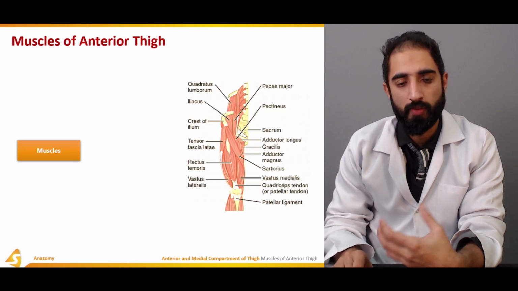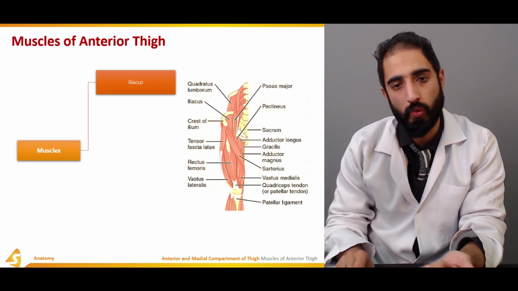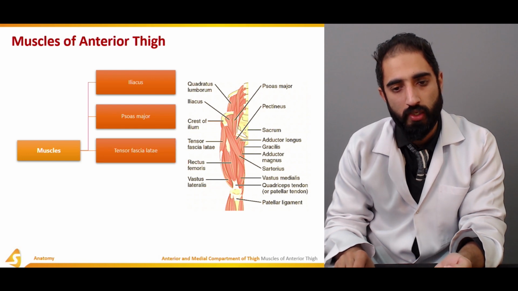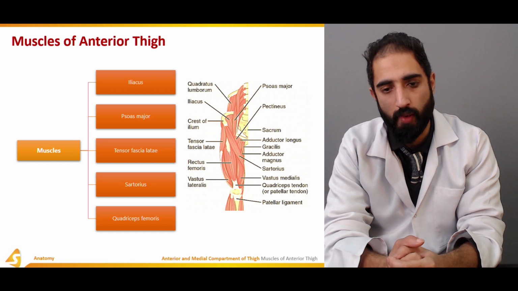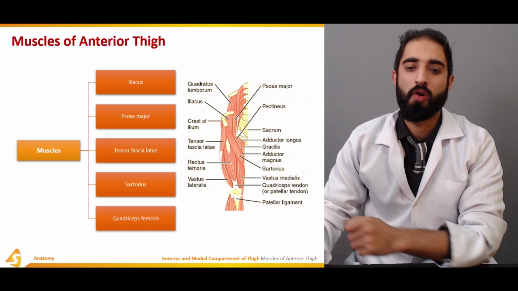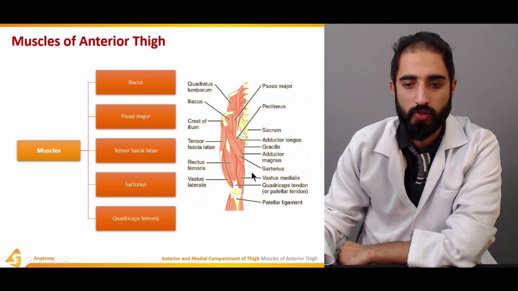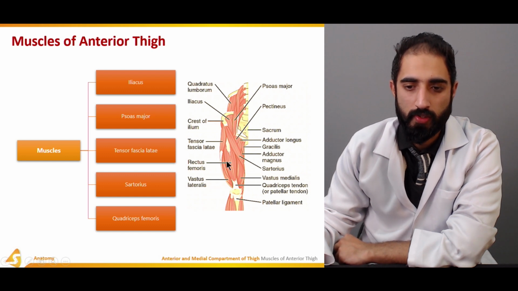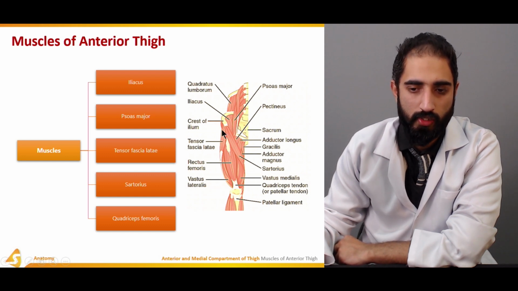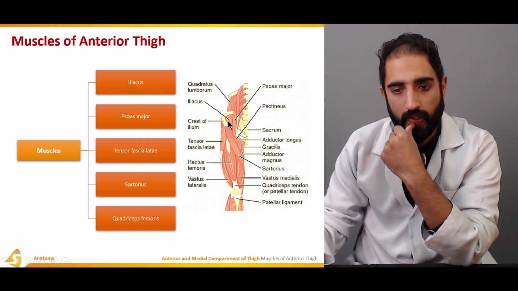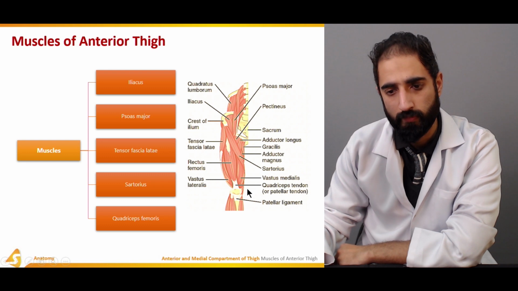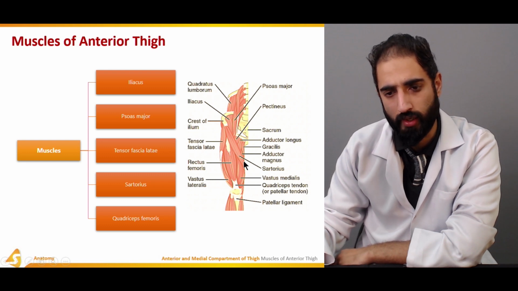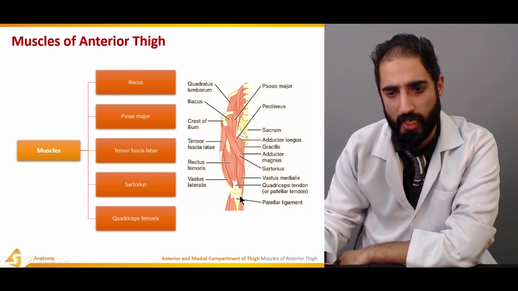So as I already mentioned, the muscles of the anterior thigh include iliacus, psoas major, tensor fascia lata, sartorius, and the quadriceps femoris. So you can also observe these muscles in this picture here on this part of the slide. So you can see this is the tensor fascia lata, which is located on the anterolateral aspect. Here we have the sartorius, which starts off from the anterior aspect but moves on towards the medial, so we can somehow also consider it as one of the muscles on the medial aspect.